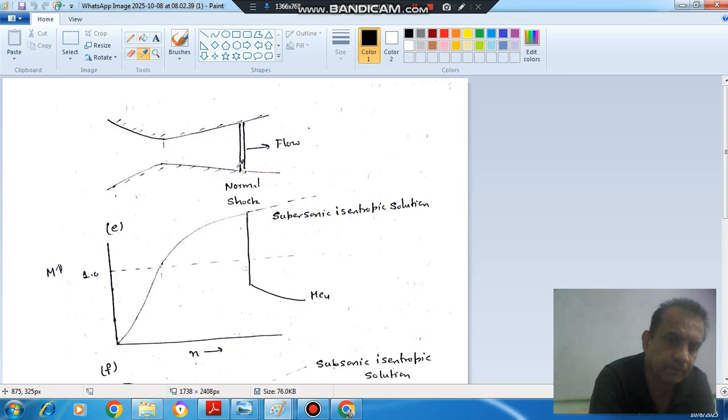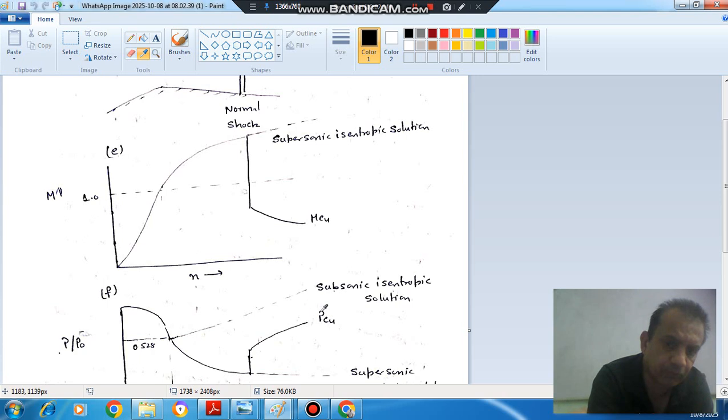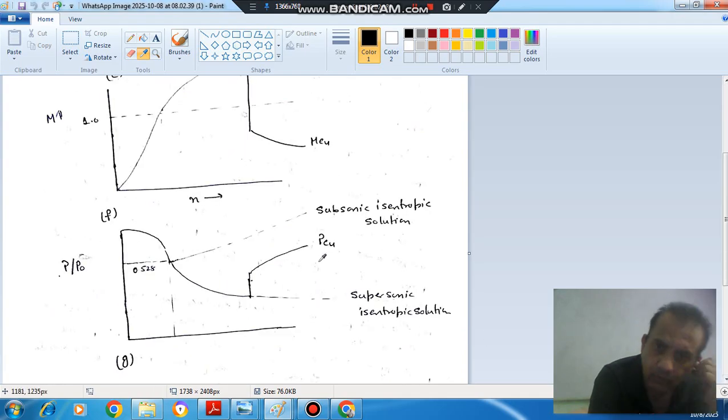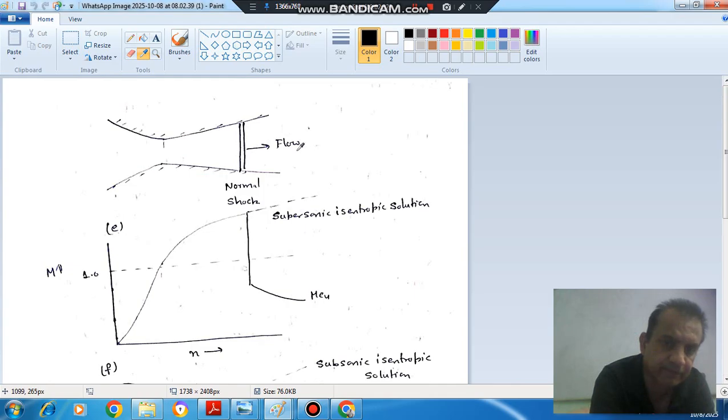nozzle. Suppose the pressure was reduced to P4, then ME4 was achieved at the exit of the nozzle, and the pressure was P4. The P4 was more than this isentropic solution, which was according to this line. That is given by the formula, or we can say this design value. Now as P4 is reduced further, but not reduced to this amount, then this shock wave moves toward the exit.